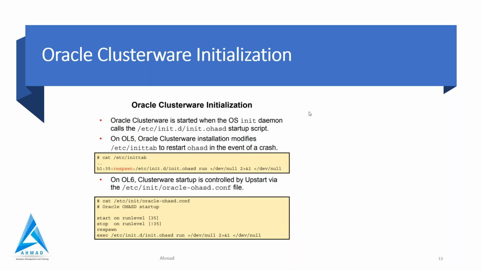So see that Oracle Clusterware is started when the OS init daemon calls the init.ohasd startup script. In OEL5, it is inittab. In OEL6, it is the oracle-ohasd.conf configuration file. Basically, these are the files which set up the environment and start the daemons and processes as well. Please remember that the name is different in OEL5 and OEL6, Oracle Enterprise Linux. Okay, clear?